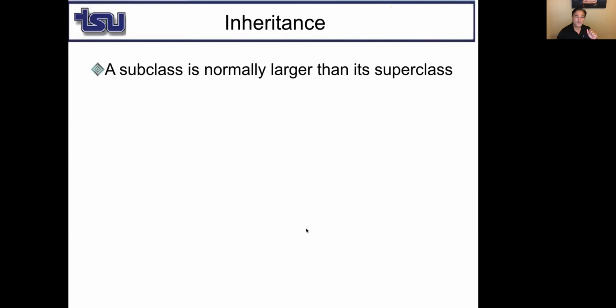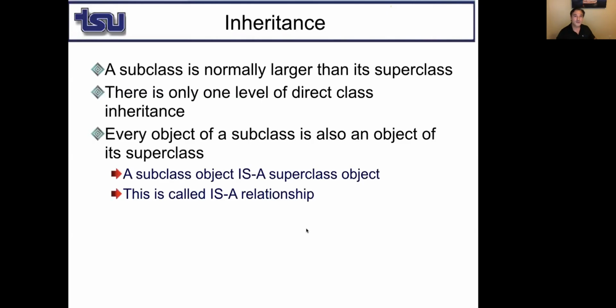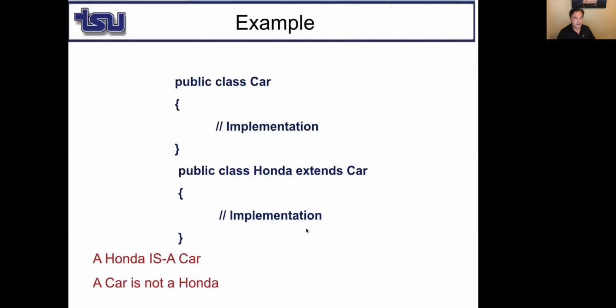Okay, a subclass is normally larger than a superclass. Why? Well, because the subclass inherits from the superclass, so it has whatever the superclass has, and it has something else of its own. There's only one direct level of class inheritance in Java. Every object of a subclass is also an object of its superclass. A subclass object is a superclass object. A grad student is a student. An undergrad student is a student. This is called the is-a relationship in Java. The opposite is not true. A student is not necessarily a grad student, or a student is not necessarily an undergrad student.